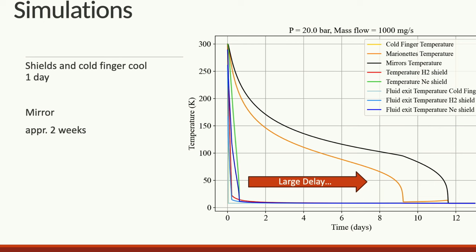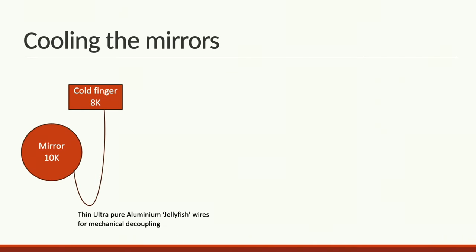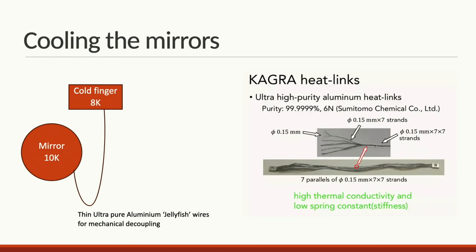So we tried to have a better look at what is delaying this. It turns out that this cold finger, which is cooled down within 1 day, is connected by thin, ultra-pure aluminium jellyfish wires, which look like this. There are some very small wires of only 150 micrometer, and many of them in these strands connected to this single connection. What is nice is that this is relatively flexible, so you can connect this to the outside and this to the mirror, which is schematically like this.